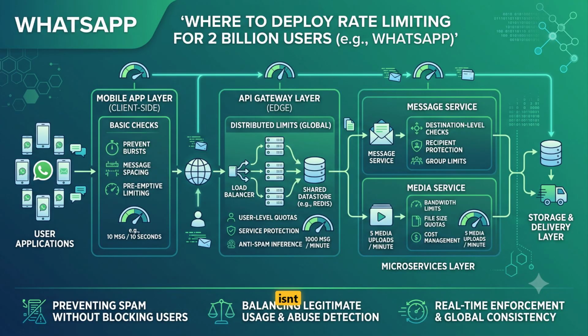Surprisingly, this isn't about blocking spam, but protecting against accidental client-side loops that would drain a user's battery while overwhelming your own API gateway. Follow the flow past the globe icon to the center, the API gateway layer at the edge. This is where your true distributed limits kick in across multiple regions.